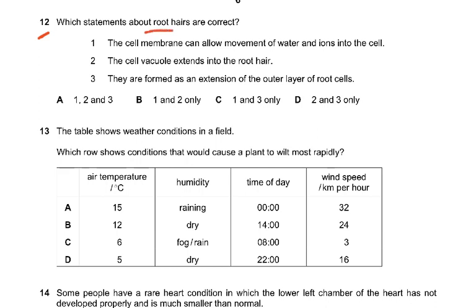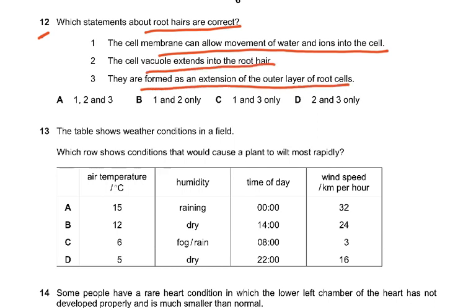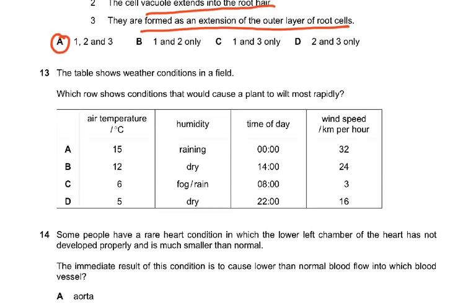Question 12. Which statements about root hairs are correct? The cell membrane can allow movement of water and ions into the cell. The cell vacuole extends into the root hair. They're formed as an extension of the outer cell. I've done this in the previous paper, so please have a look at that. This is exactly the same question.